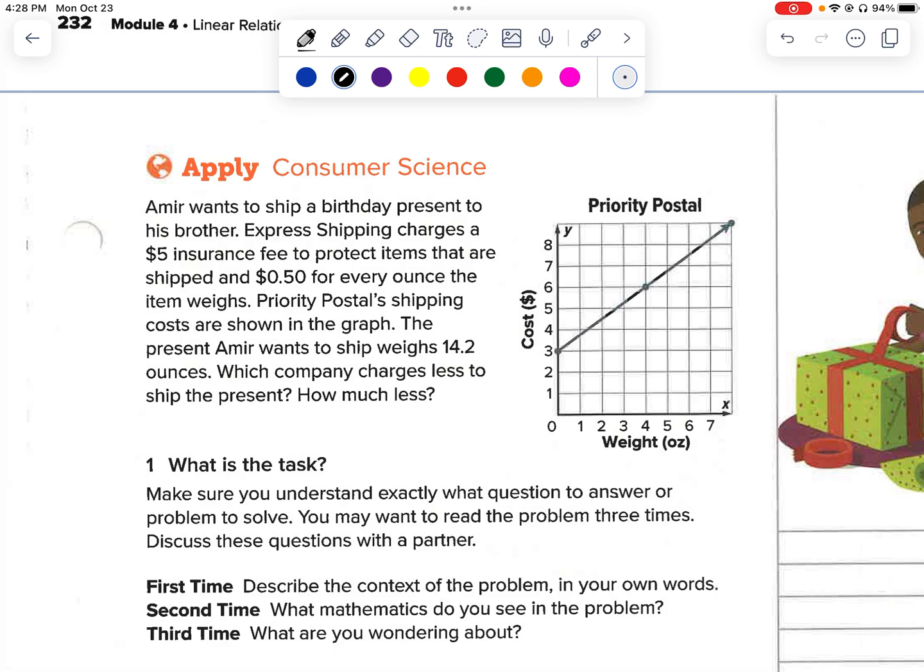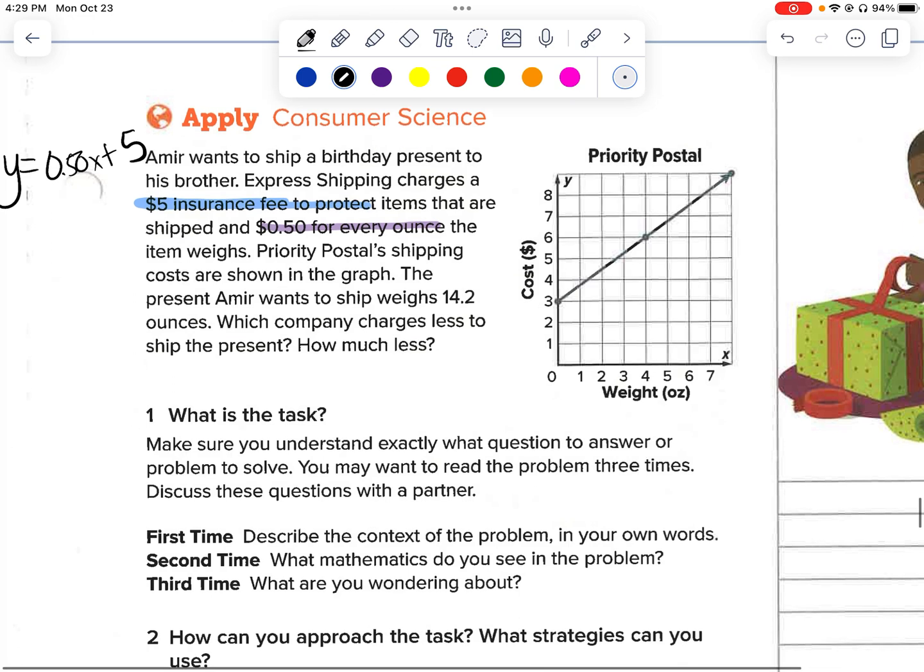Okay, so Amir wants to ship his birthday present to his brother. Express shipping charges a $5 insurance fee to protect the item that is shipped and 50 cents for every ounce. So it's a one-time fee. Then this says 50 cents per ounce. So this equation is going to be y equals, my slope is 50 cents, and my insurance is $5.